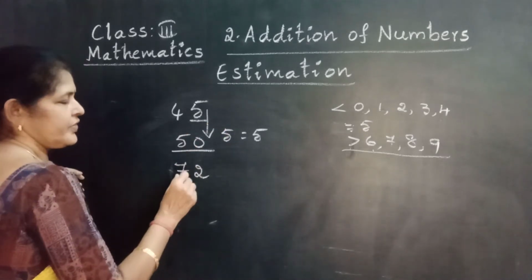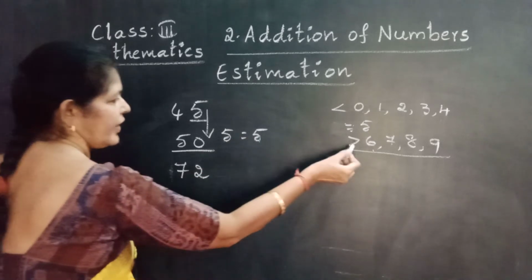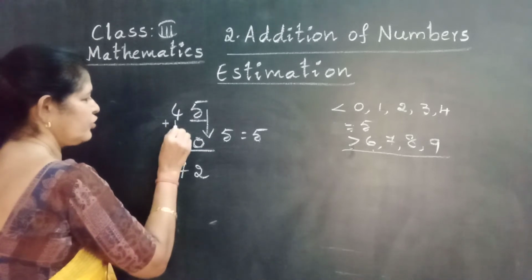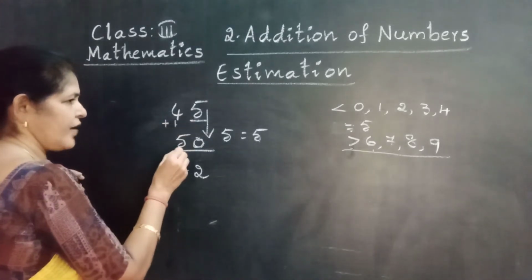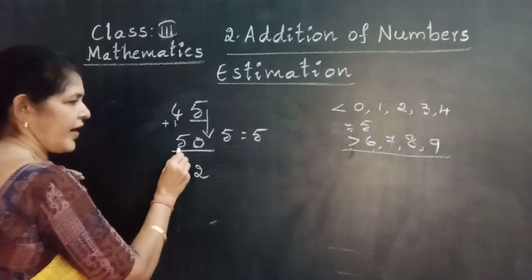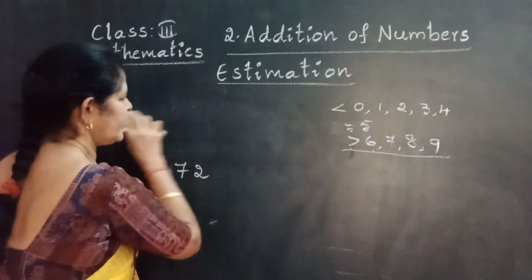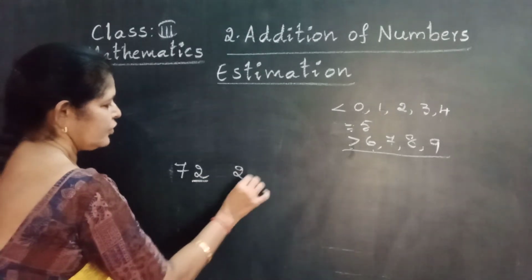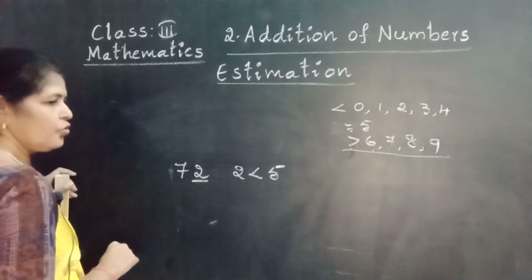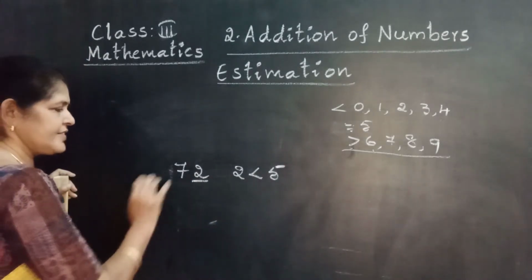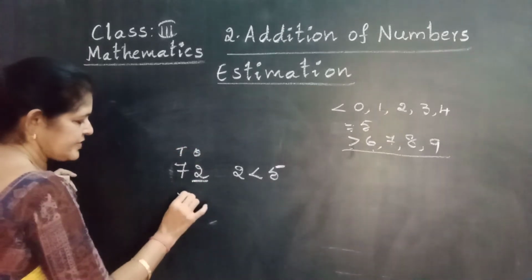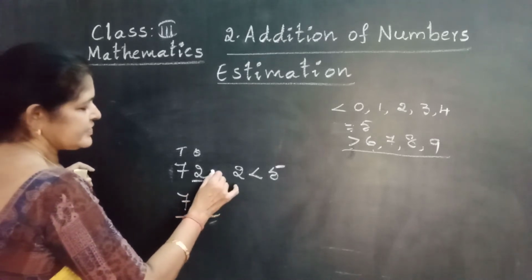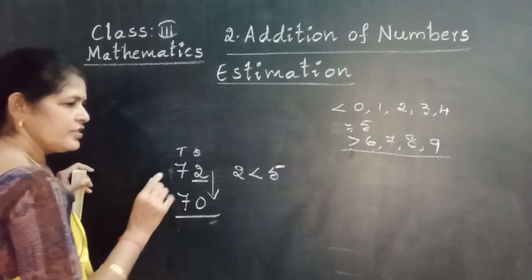Nearest to 50. Equal to 5 or greater than 5, put 0 in the ones place. That means 4 plus 1, 5. 4 tens becomes 5 tens. Next, the second number, 72. See, the ones place number is 2. 2 is less than 5. No change in the tens place number. Then write the tens place number as it is and put 0 in the ones place. That means 72 is nearest to 70.